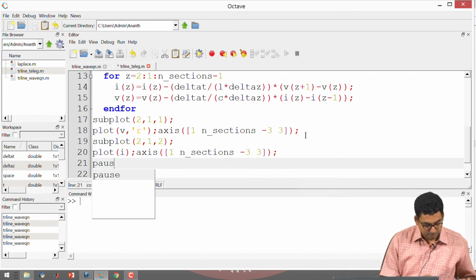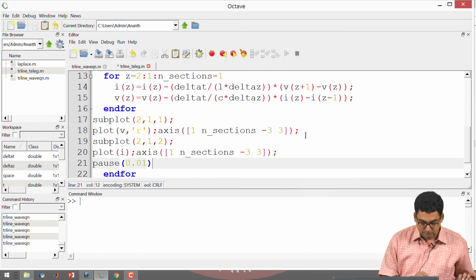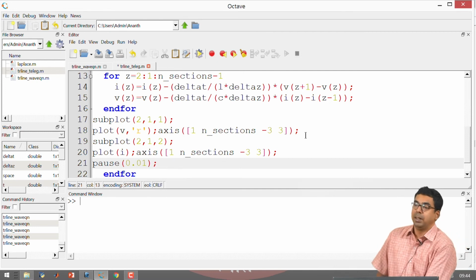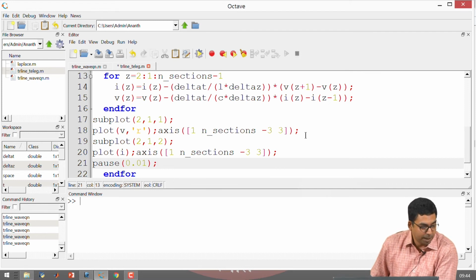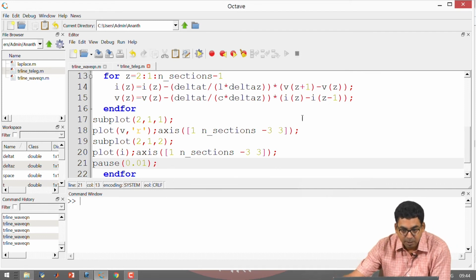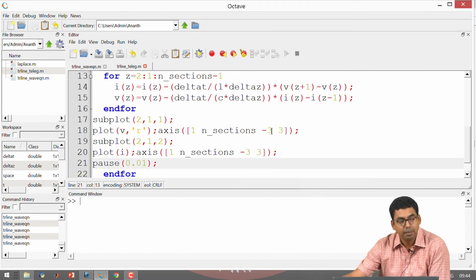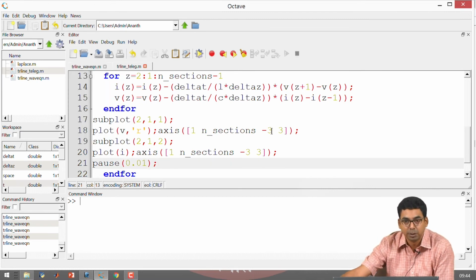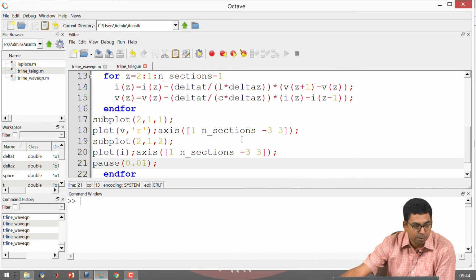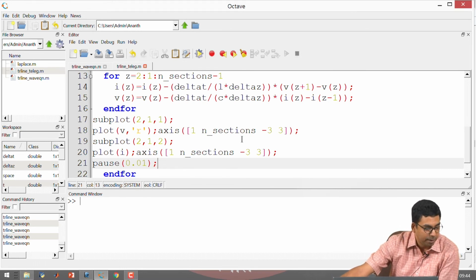And as usual, some pause command for me to actually have a look at each and every instant of time what's happening. Now everything is more or less set except that we have not defined our source, that's all, right. So we'll go ahead and define our source.